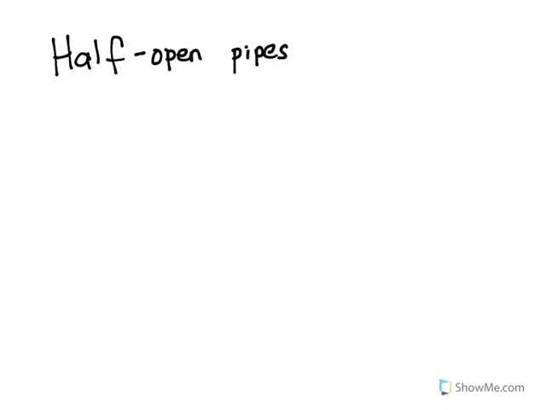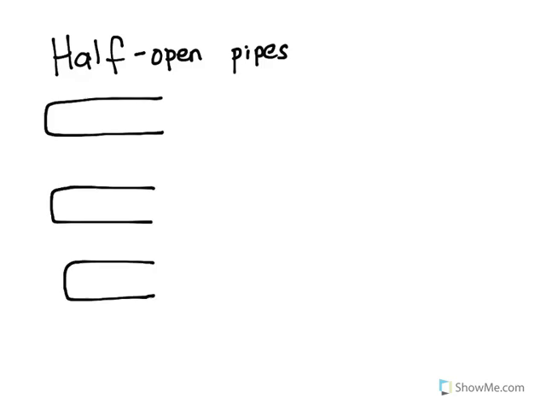Right now we're going to talk about resonance in pipes. There are, for instance, half-open pipes. In a half-open pipe, sound will be entering by the open end and will generate a node in the other extreme. The first mode that can actually be generated is going to look like this.